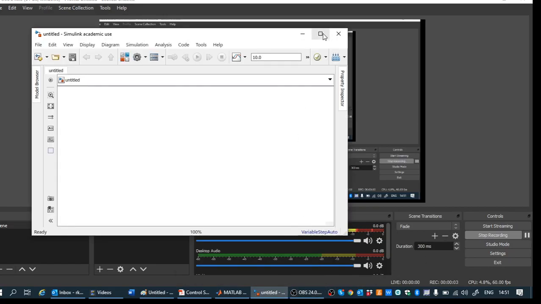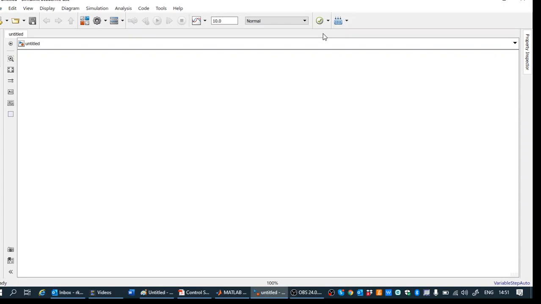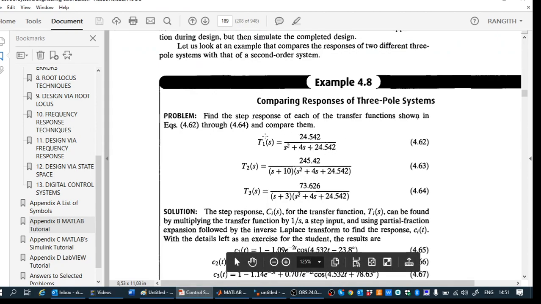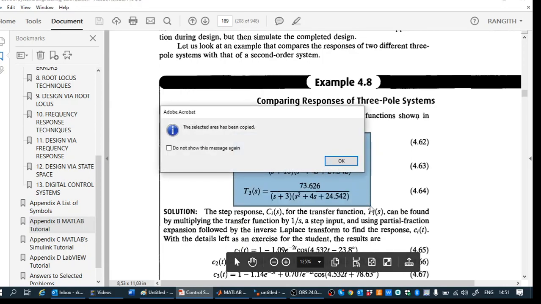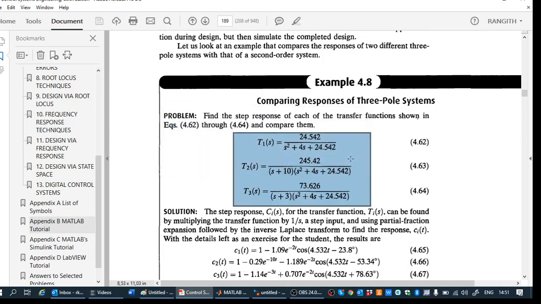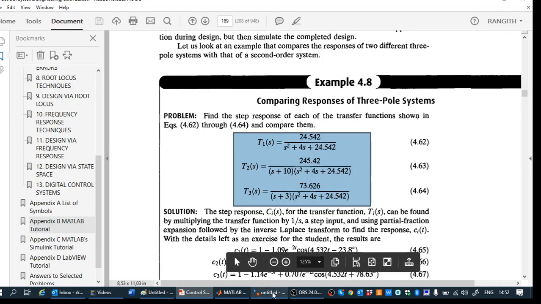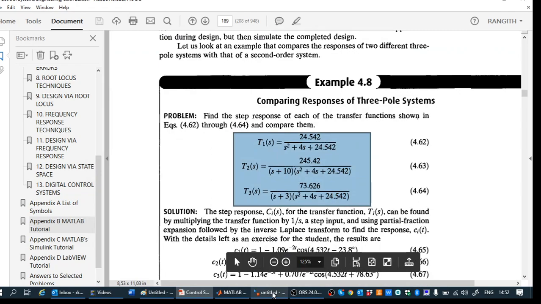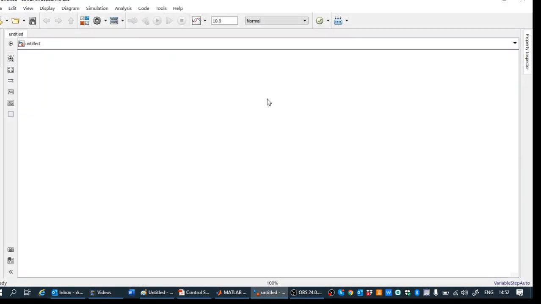Okay, so now what we're going to do is build this on Simulink. We're going to build all three of the models that we have here, that is these three models. We're going to build them and run those outputs to see if we can get that. As you can see, we'll need three transfer functions. So the first thing that we need to do is to have three transfer function blocks.